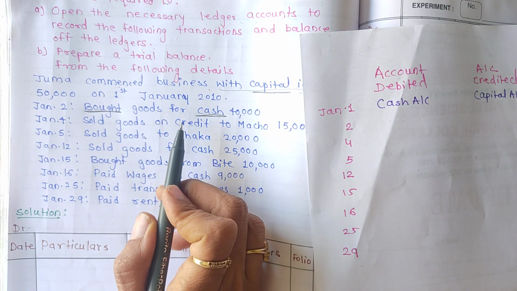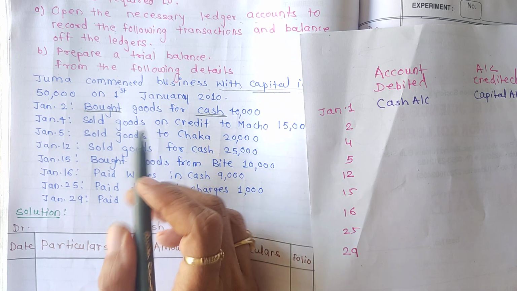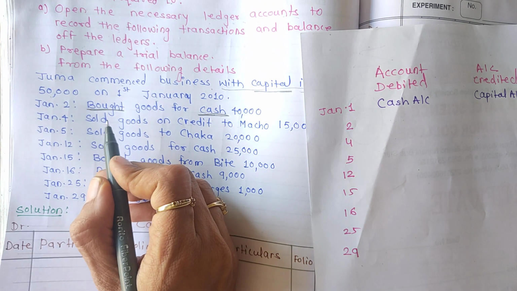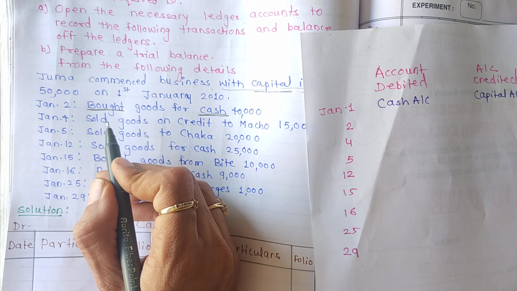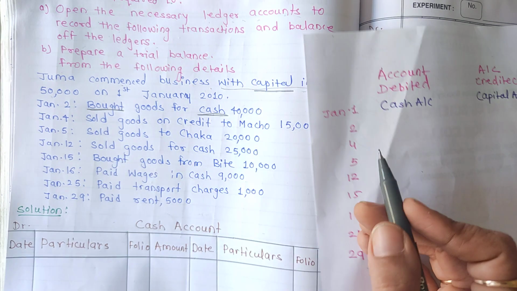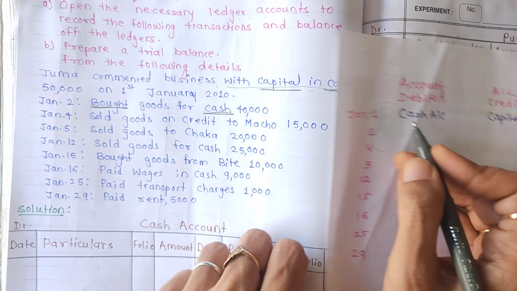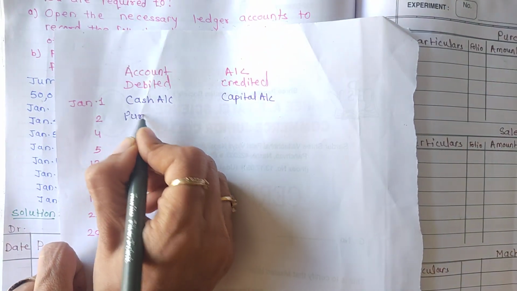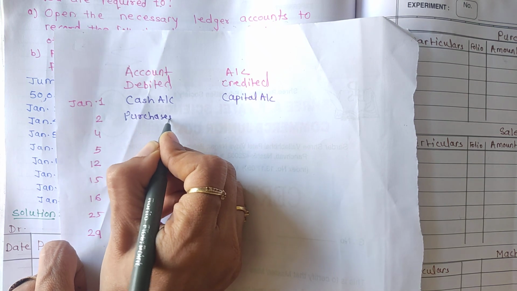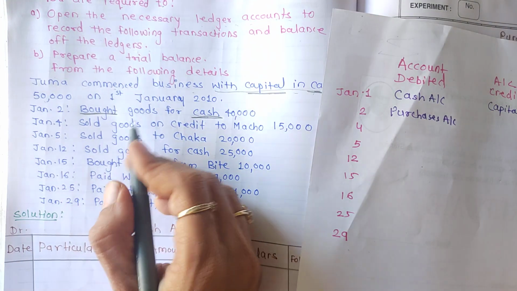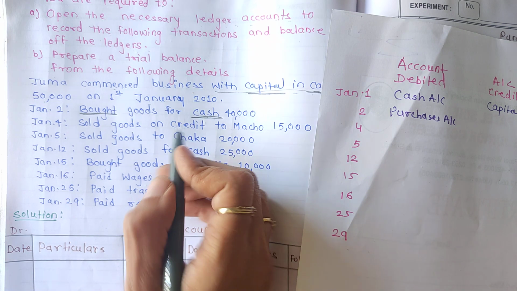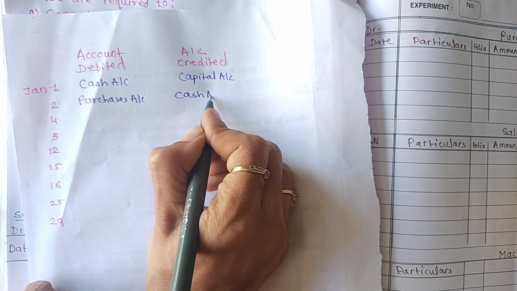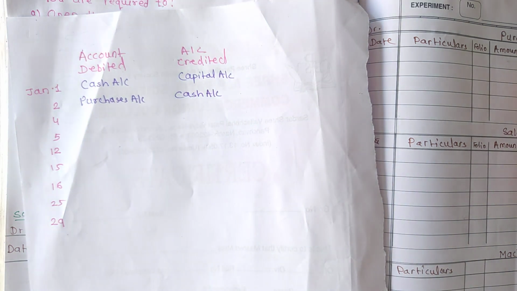So two accounts affected here are purchases and cash. Now purchase account is which account? Purchase account is nominal account. So nominal account rule says debit the expenses. So which account will be debited? For the 2nd January transaction, purchases account will be debited, and as it is bought goods for cash, so cash is going out of the business, so cash account will be credited.